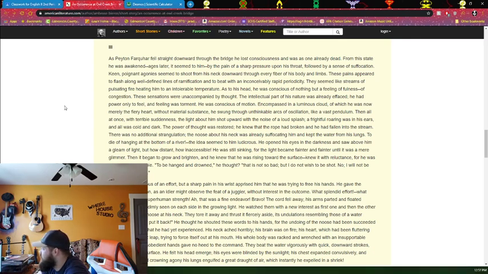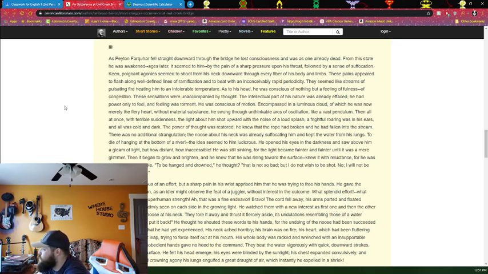As to his head, he was conscious of nothing but a feeling of fullness, of congestion. These sensations were unaccompanied by thought. The intellectual part of his nature was already effaced. He had power only to feel, and feeling was torment. He was conscious of motion, encompassed by a luminous cloud, of which he was now merely a fiery heart, without material substance. He swung through unthinkable arcs of oscillation, like a vast pendulum.